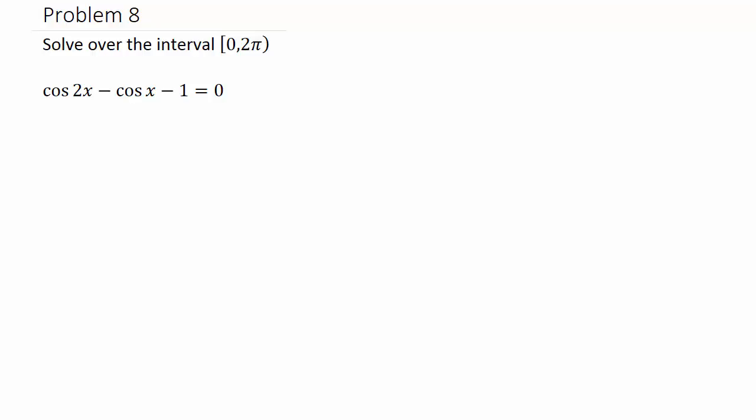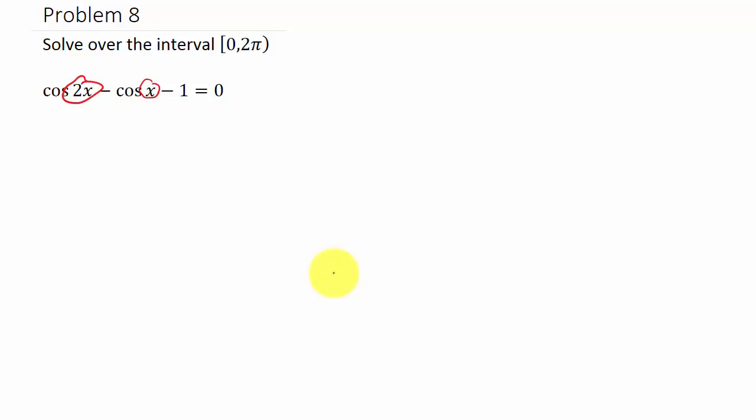Alright, so here we have problem 8, solving trig equations. We want to solve over the interval 0 to 2 pi. We have cosine 2x minus cosine x minus 1 equals 0. You notice both of them are cosine, but the problem we have is the angle here is x, and here the angle is 2x. So we've got to fix it.